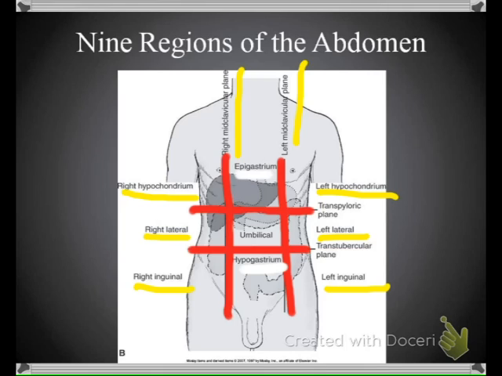And then we have the transpyloric plane and the transtubercular plane here. When we actually see anatomy, it will become more apparent to each of you why this is and how this actually fits into the layout of the body. But just for now, just know the simple diagram and really know the 9 regions of the body. That's the real point that I want you to get from this. So know the 9 regions.